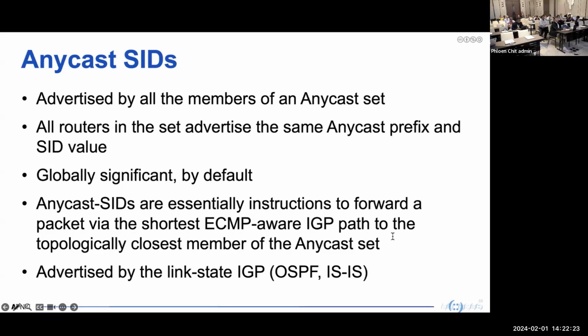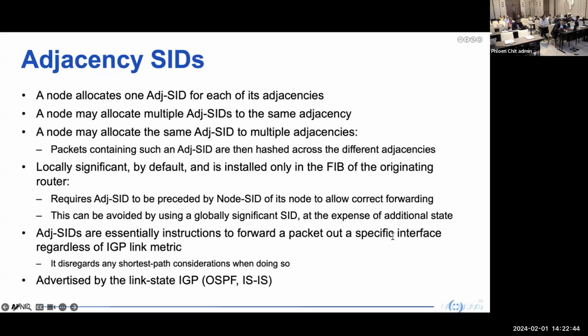So it means if you have an anycast set of 4 routers, you just tell the head-end router to forward the packet to any of these 4 routers. I don't care which one, the closest one you just forward it. Then this is an anycast SID. Anycast SIDs are advertised by the link state IGP like OSPF and ISIS.